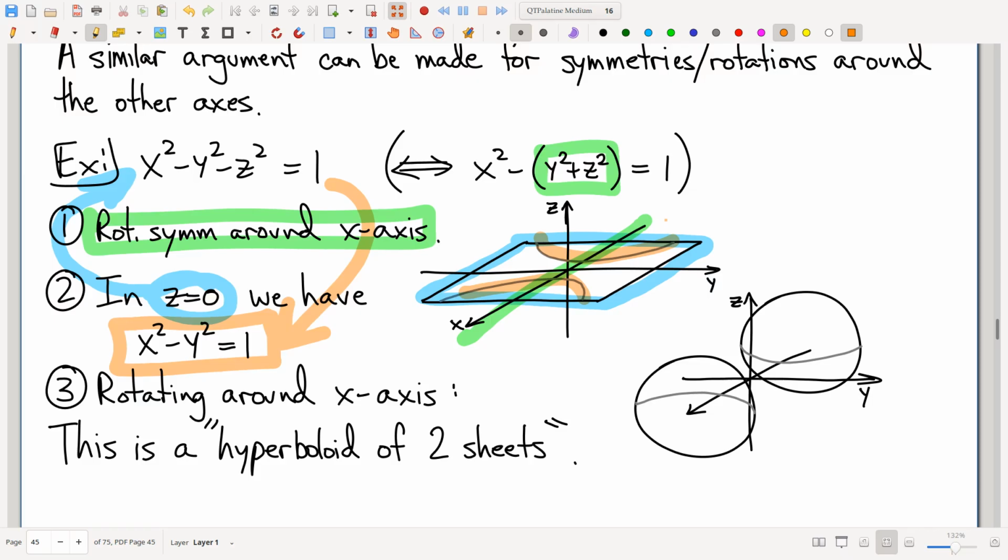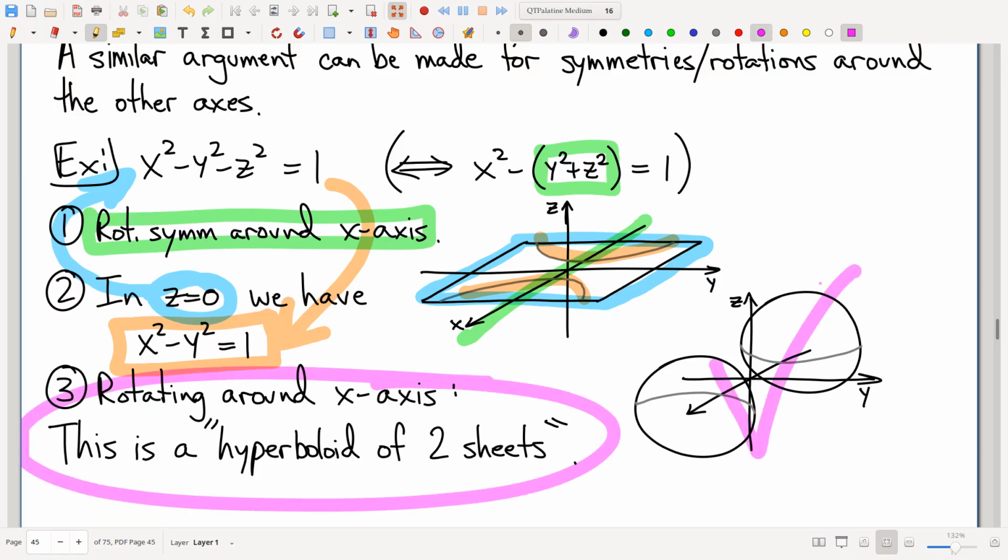So my surface is rotationally symmetric around the x-axis. What do I get when I rotate this orange curve around the x-axis? And, well, I get something that looks kind of like that. And it's a hard one to draw. And that's a terrible picture, and I'm not happy with it. But that's the best I know how to do.